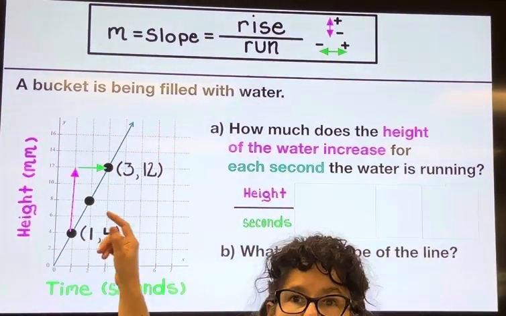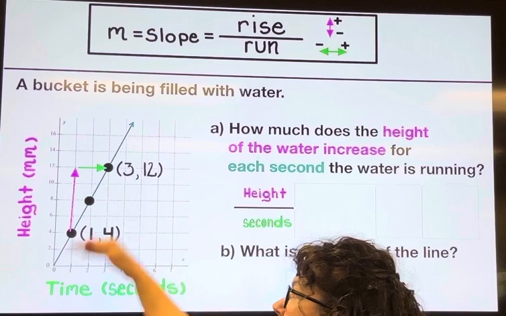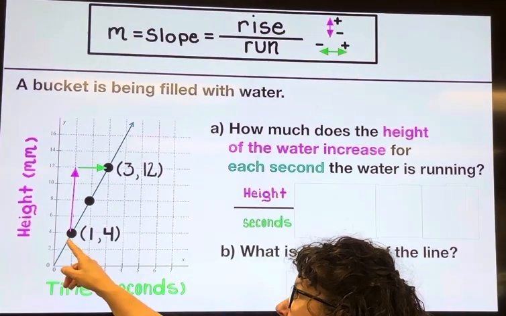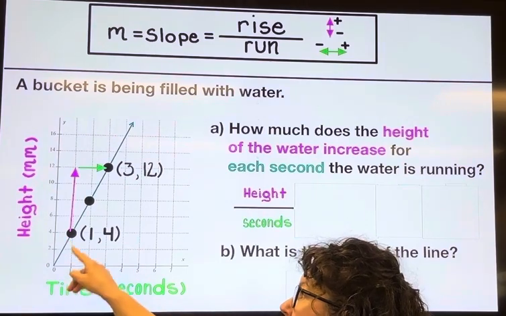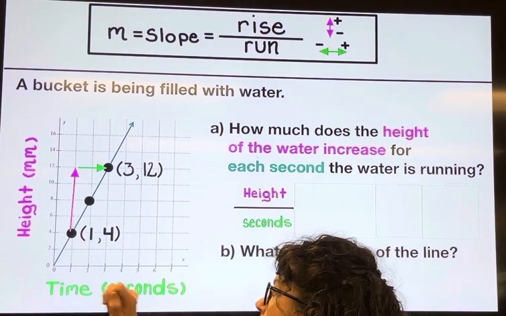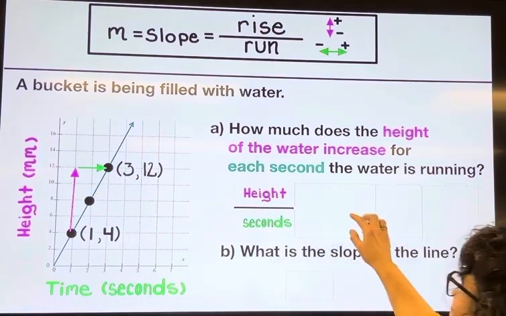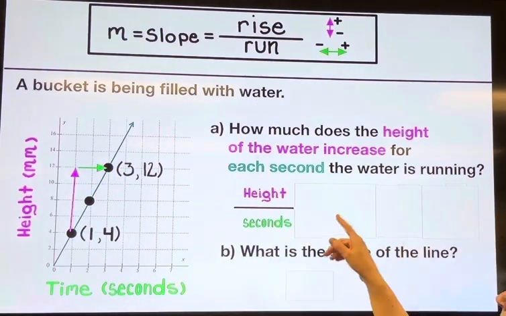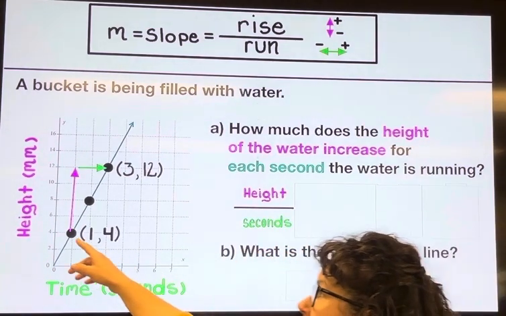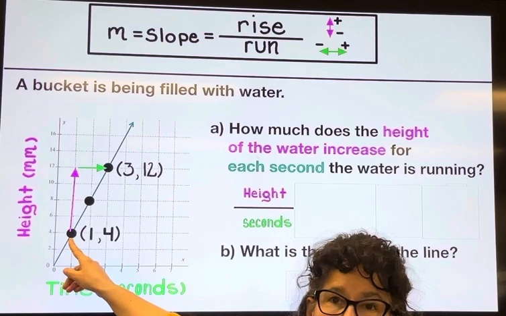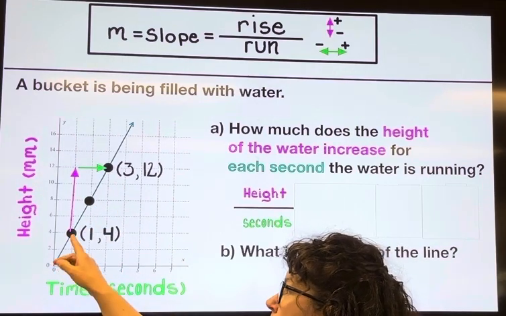Identify 2 points on your line. It doesn't matter which 2 points. I've highlighted 3 points here, but the coordinate at this point is right 1 up 4, and this point here is right 3 up 12. To complete this fraction, I need to figure out how much do I have to move up and to the right to get from this point to this point.